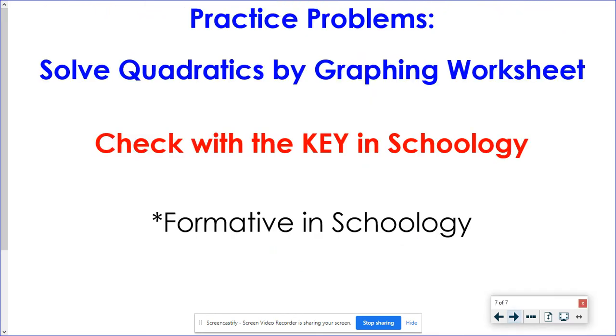Today, you're going to have a worksheet doing these same kind of problems. You're going to be graphing them, looking for where your graph crosses the x-axis to find the solutions. The answer key is in Schoology, and then make sure that you take the formative in Schoology. And if you need any help with this, let me know.